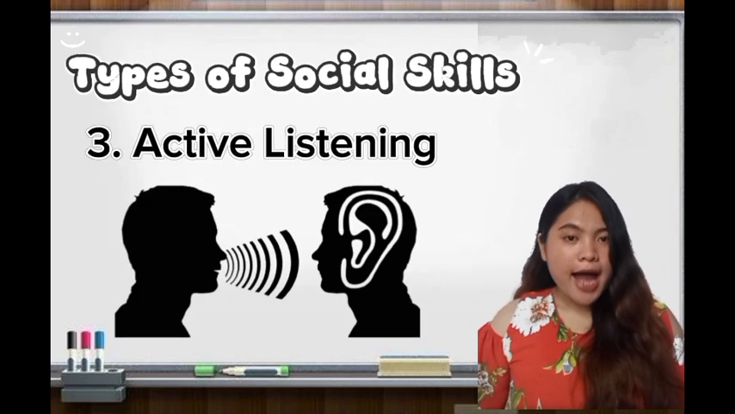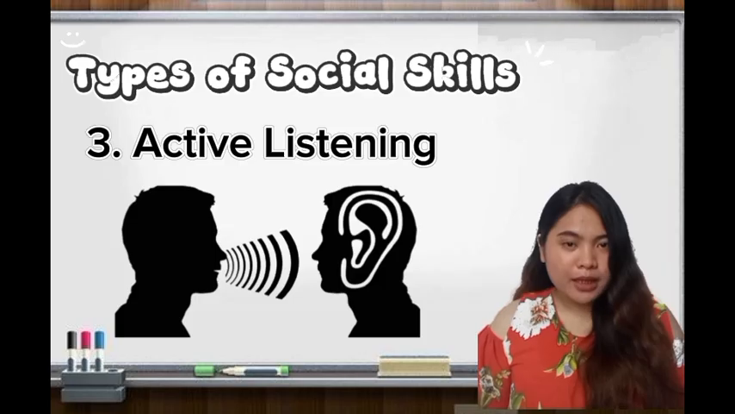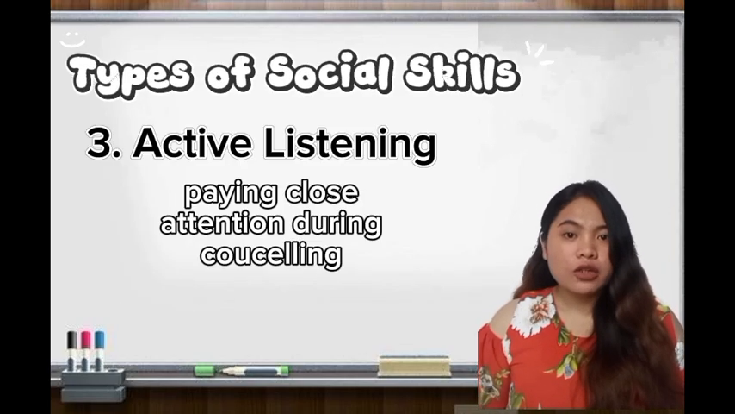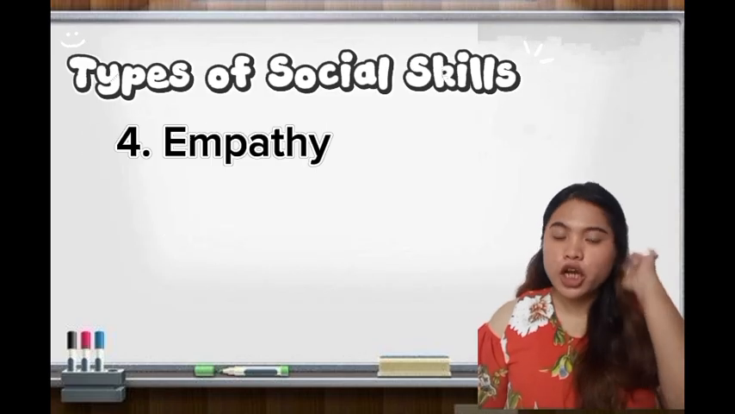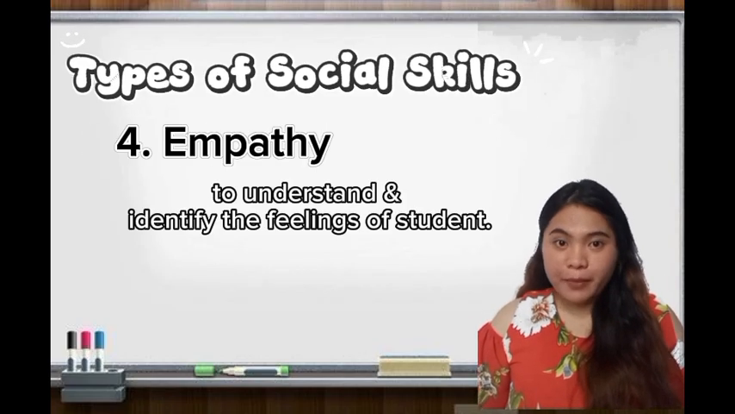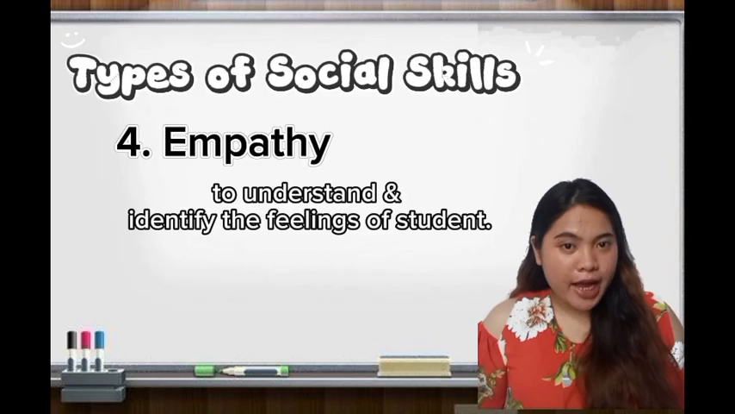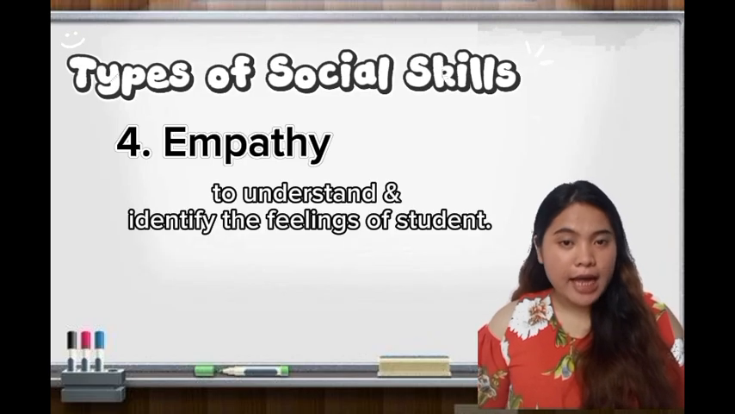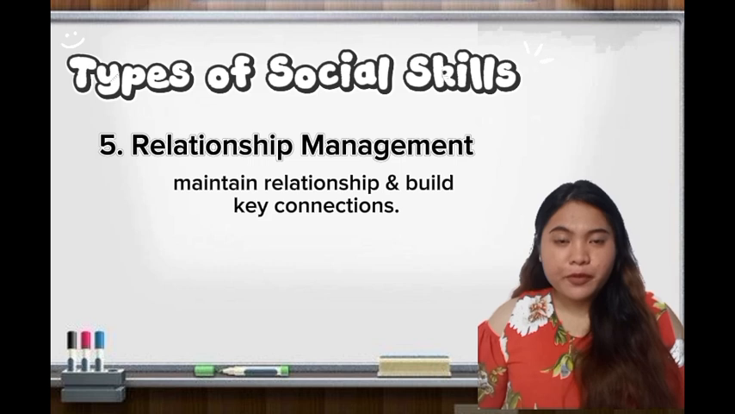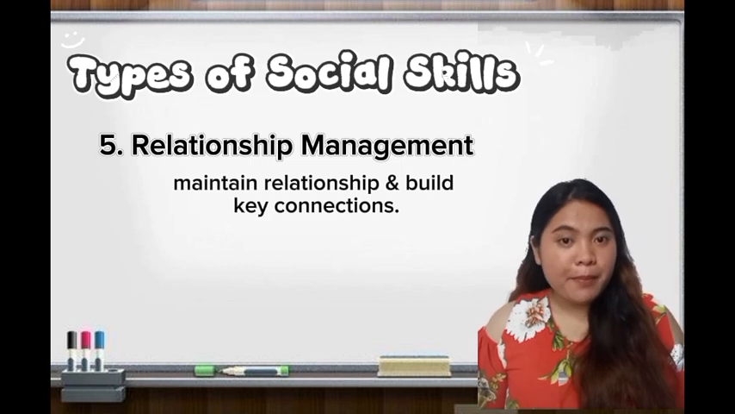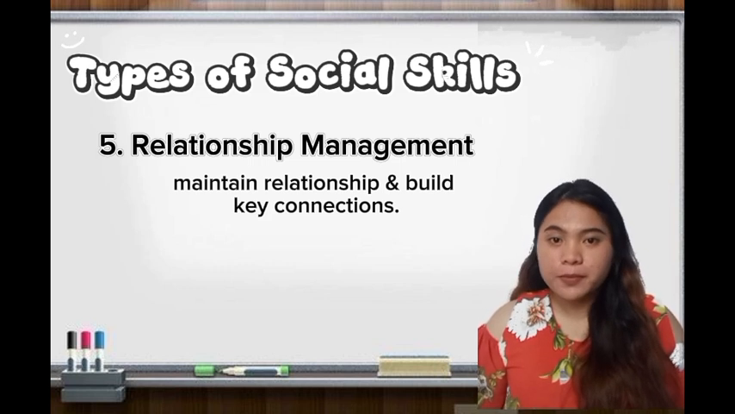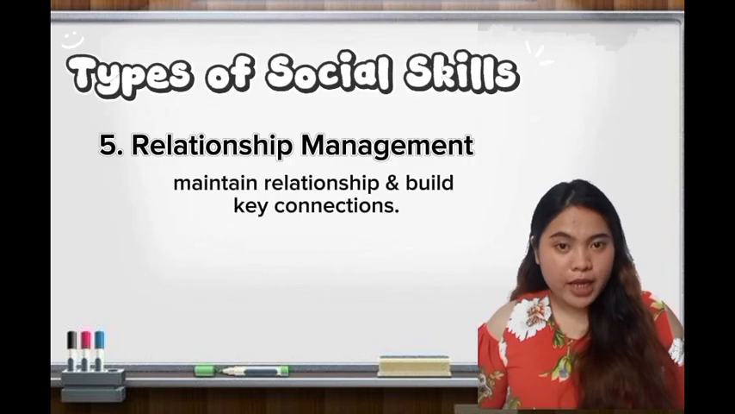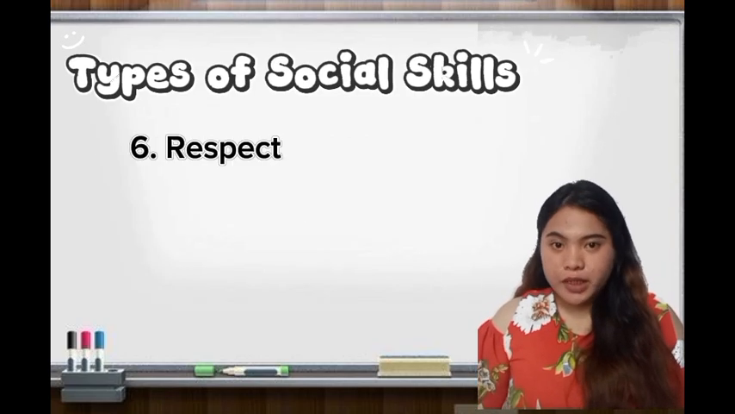Number three, active listening. It is the ability to pay close attention to a student in times of counseling, introspection, and consultation. Number four, empathy. It is the ability to understand and identify the feelings of a student in times of difficulty and trouble. Number five, relationship management. It is the ability to maintain relationships and build good connections with school stakeholders for the student's development.